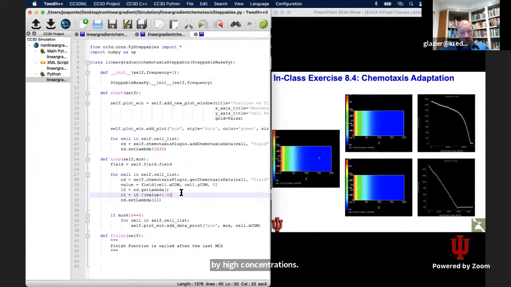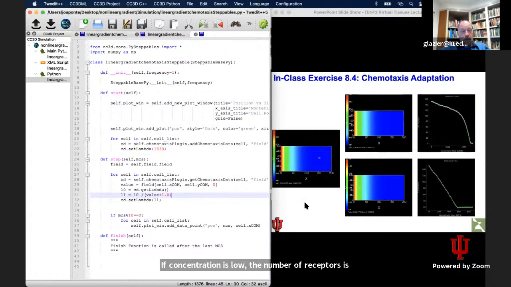And so what you see with dark adaptation in your eyes is that you actually change the number of receptors in response to the concentration. If the concentration is high, the number of receptors goes down. If the concentration is low, the number of receptors is increased.